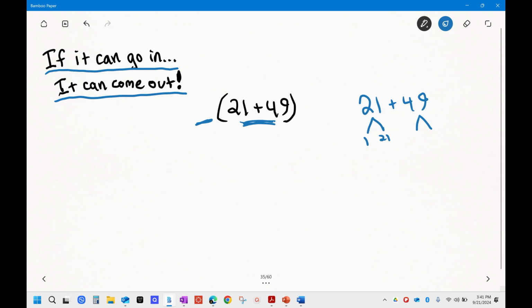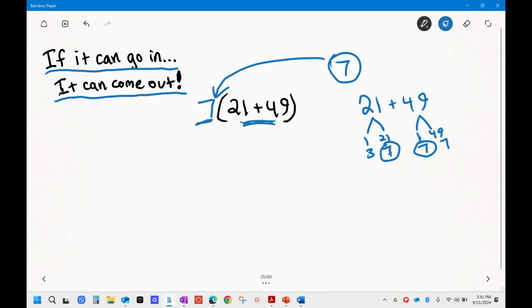So we got 1 times 21, no 2, 3 times 7, no 4, no 5, no 6, and then 7 again. So 49, 1 times 49. No 2, no 3, no 4, no 5, no 6, but 7 times 7 is 49. So these both share the common number of 7, so that's going to be our factor number. That's going to be the number that we pull out of the parentheses and set it outside.